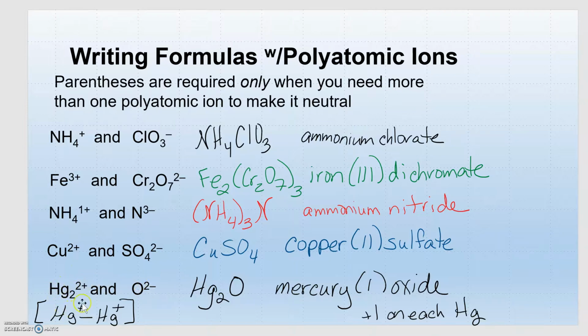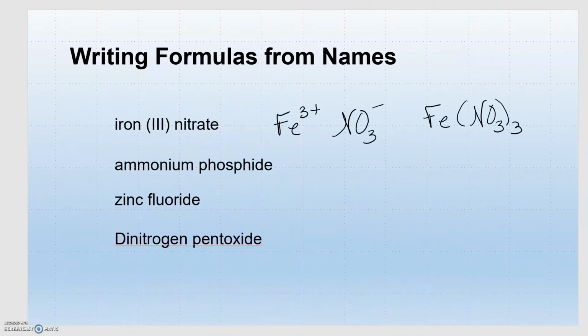So when you're combining mercury 1 with oxygen, we have a +2 with a -2, 1-to-1 ratio, but this is a polyatomic ion with 2 mercury atoms. So we have Hg2O. Oof. Oh. That one hurt. Oof.